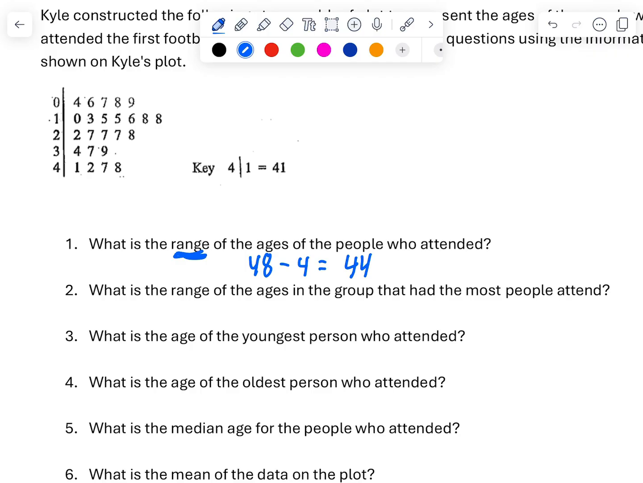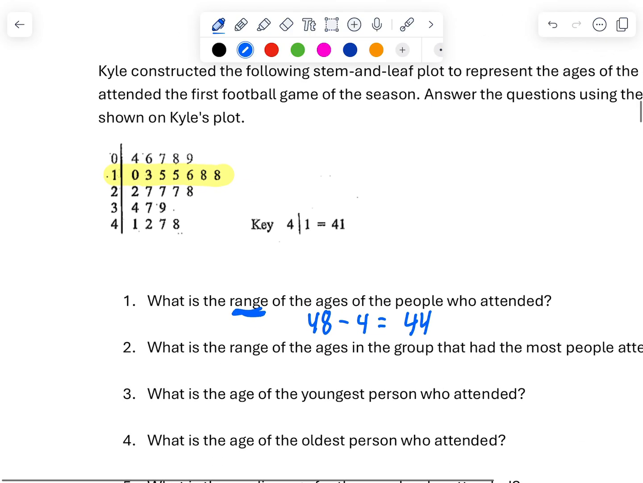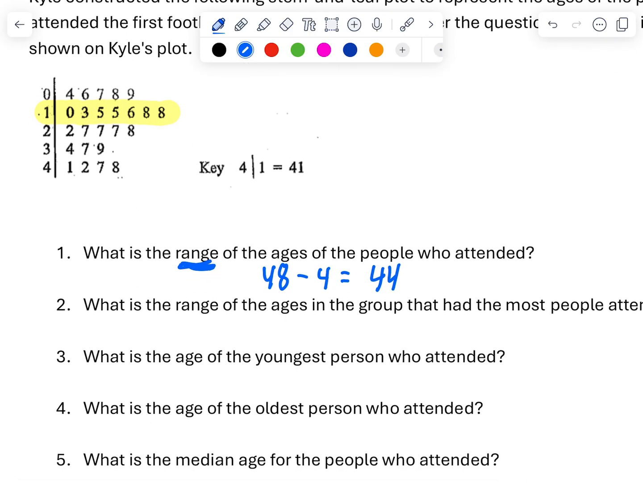Number 2 says, what is the range of the ages in the group that had the most people attend? So which group had the most people attend? In other words, which group had the most leaves? If you look at it, it looks like that second row, people from the ages of 10 to 19, had the most people attend. And we want to know what is the range of that group. So in that group, the biggest is 18 and the smallest is a 10. So the range of that group would be 8 years.